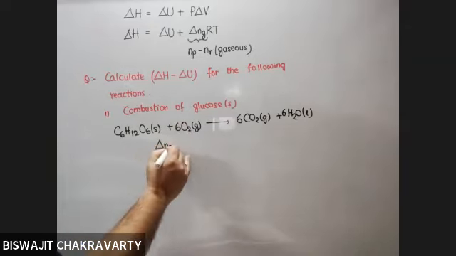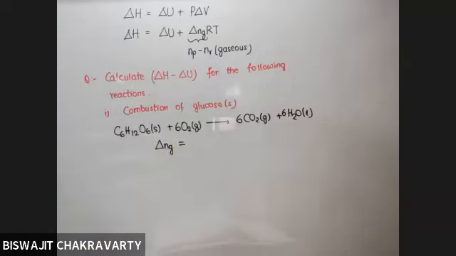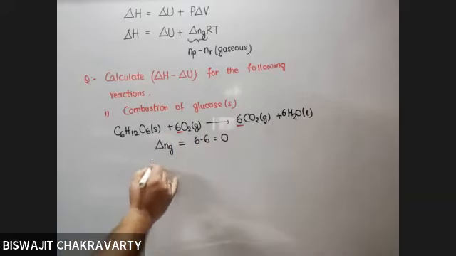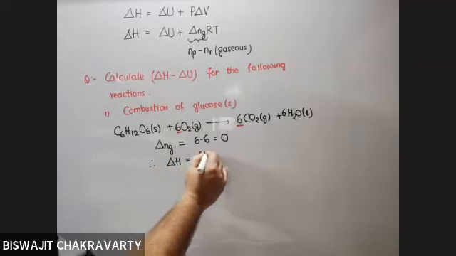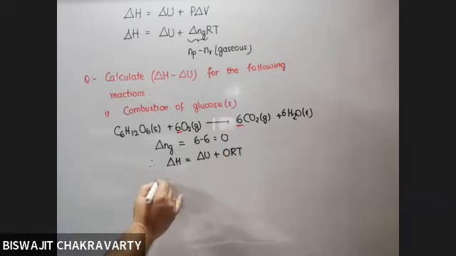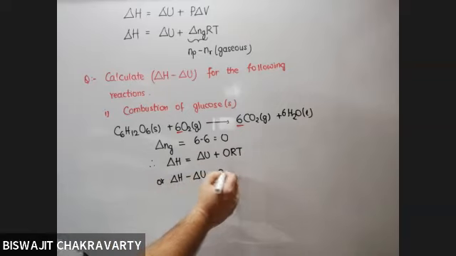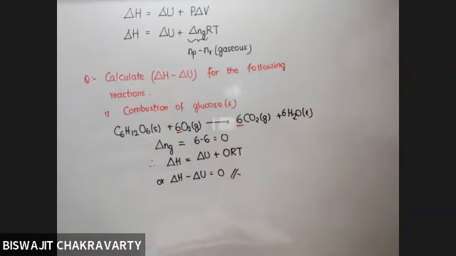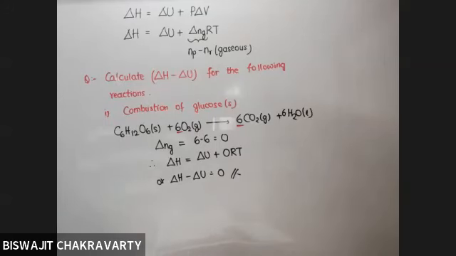Tell me what is the delta Ng for this reaction? So 0. What is the number of moles of gaseous product? 6. And what is the number of moles of gaseous reactant? That is also 6. So 6 minus 6 will be 0. Therefore, delta H is equal to delta U plus 0 RT, or delta H minus delta U will be equal to 0. So the difference between delta H and delta U for combustion of glucose comes out to be 0. Clear? I hope it is understood how to calculate the enthalpy of combustion.